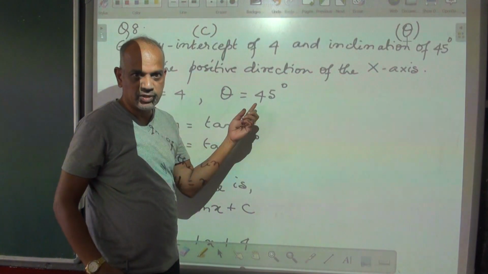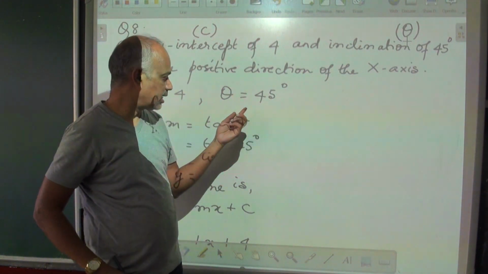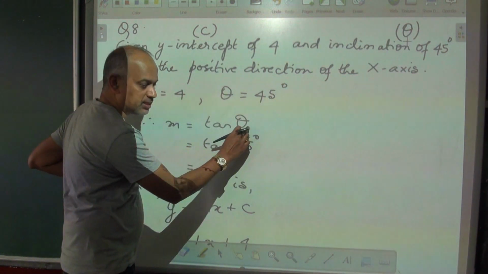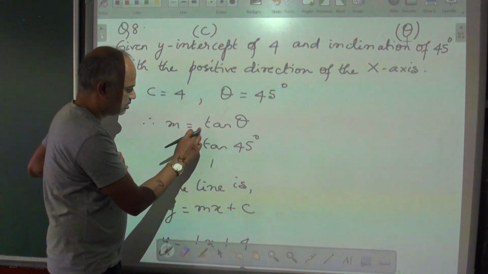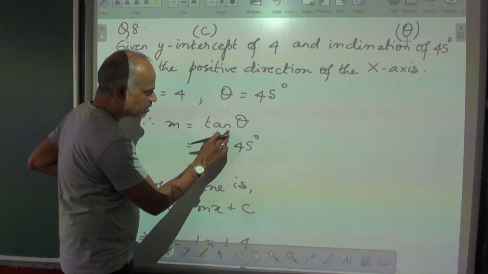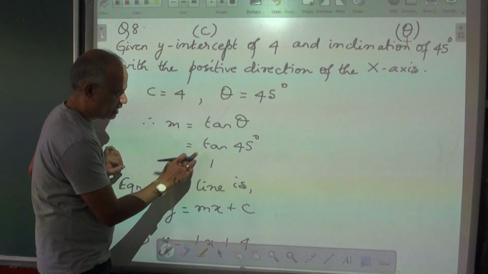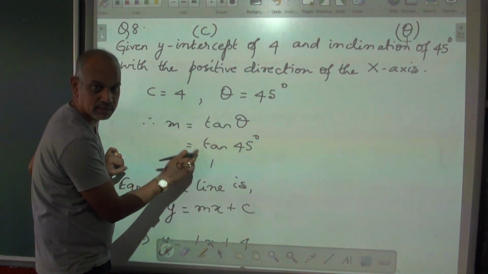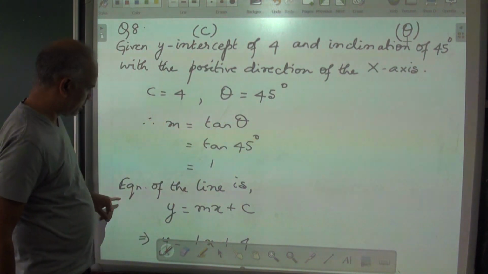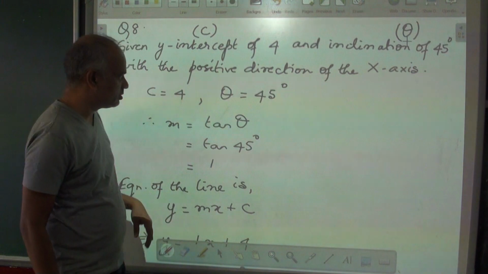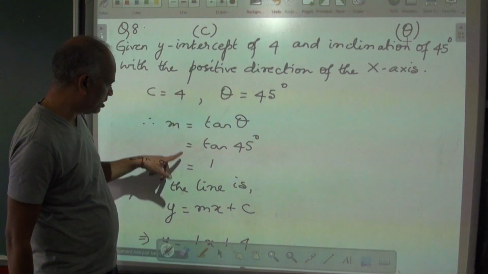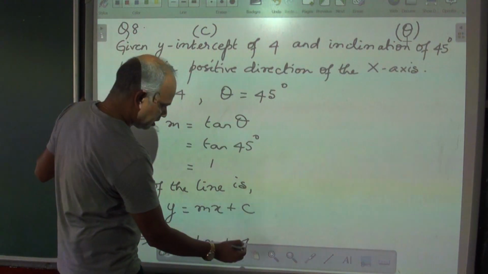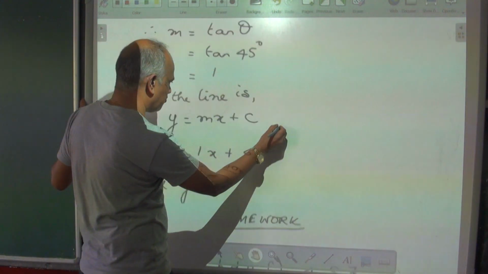If you know theta, which means you can find the slope. Okay. So using this, let's find slope. M is equal to tan theta, if you know the angle. So m is equal to tan, theta value is 45 degrees. Tan 45 is 1, which means m's value is 1. Slope is 1. So equation of the line, see what all you know. You know c, you know m. M and c you know. So use the slope-intercept form.